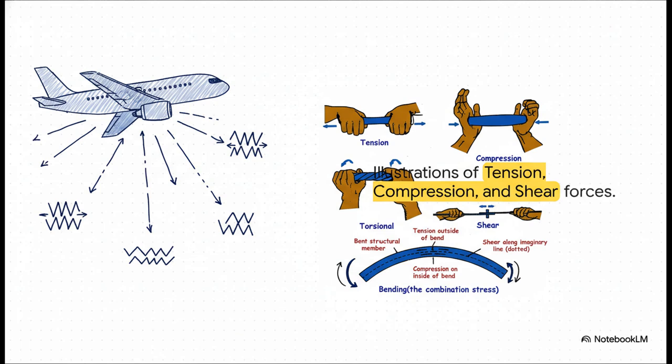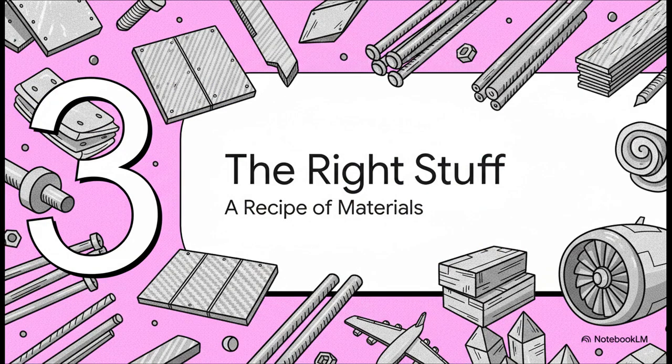And trust me, that structure needs to be tough, because a plane in flight is under constant attack from all these incredible forces. It's being pulled apart by tension, squeezed by compression, and twisted by torsion all at the same time. The semi-monocoque design is just genius because it distributes all those stresses across both the skin and that internal skeleton. But a brilliant design is only as good as the stuff it's made of, right? That brings us to our next section, the amazing recipe of metals and composites that make modern flight even possible.